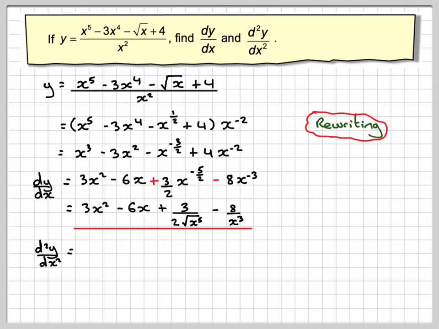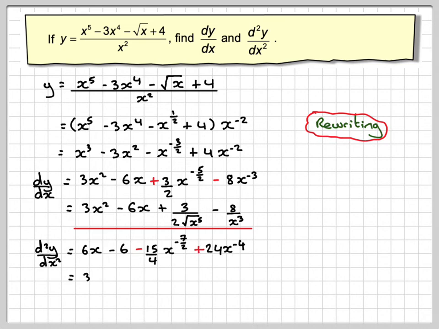Finding the second derivative, we go back to this one and differentiate this one, not the one that we've rewritten. So that will just become 6x minus 6. Now you've got minus 5 times 3 over 2, so that becomes minus 15 over 4 x to the minus 7 over 2, and here we're going to have minus 8. So it will become plus 24 x to the minus 4.